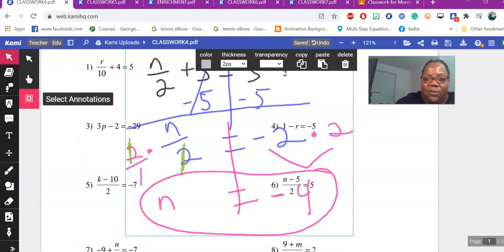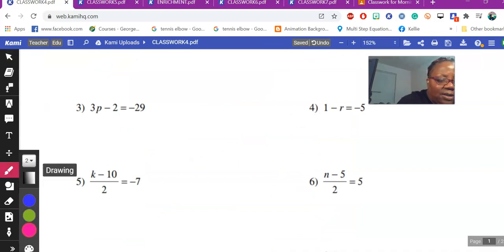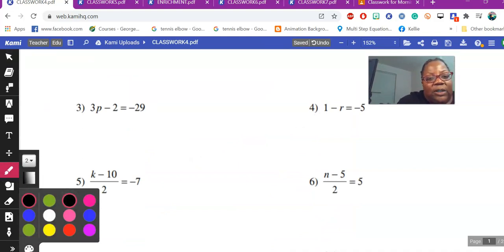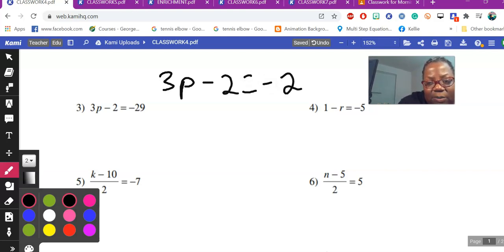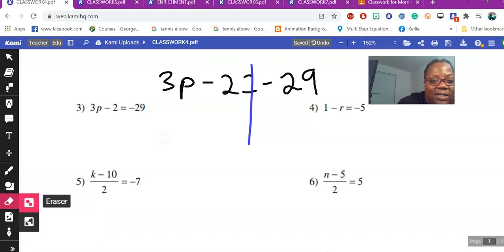Let's try another one that looks a little bit different, and that would be number 3. Let me rewrite that over here. 3p minus 2 equals negative 29. Now this looks a little different because you don't have a fraction, but that's okay. So remember, two-step equations, you do the adding or subtracting first. This is not adding or subtracting because if you recall, a number right next to a letter means multiply.